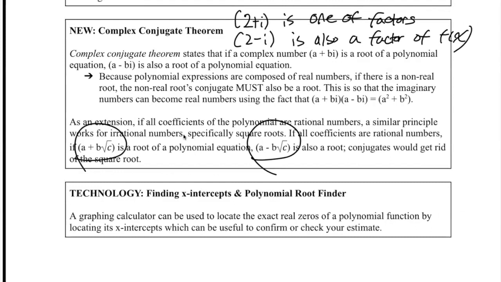So essentially, if you have a root with an imaginary number in it, its conjugate should also be a root according to the complex conjugate theorem. And the same thing works for irrational numbers, because all polynomial coefficients should be rational numbers. If you see a root with an irrational number in it, its conjugate should also be a root.